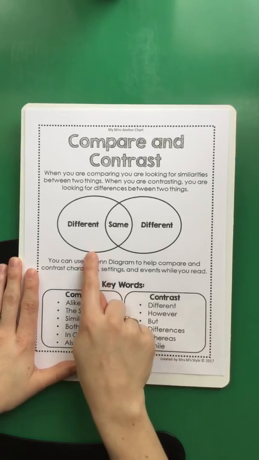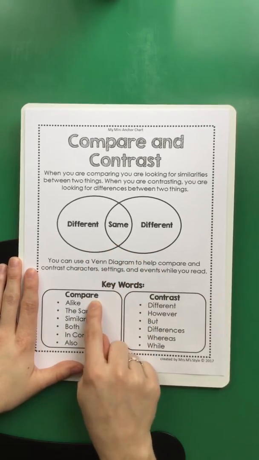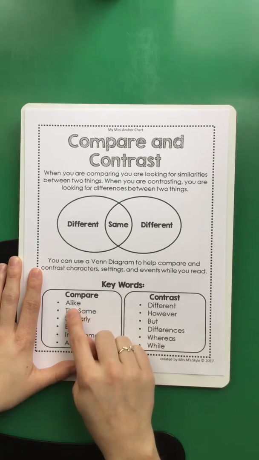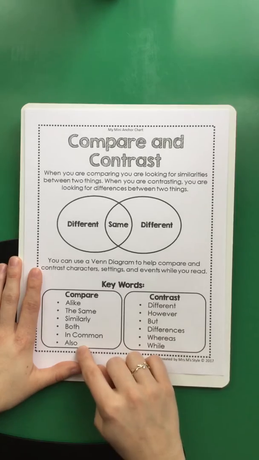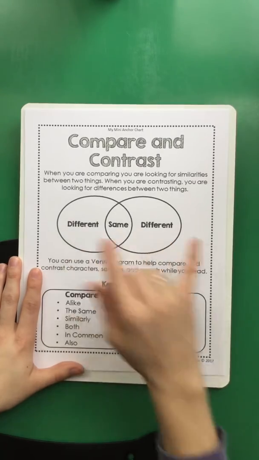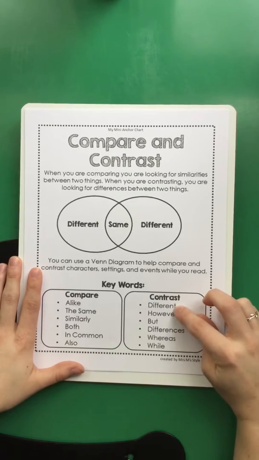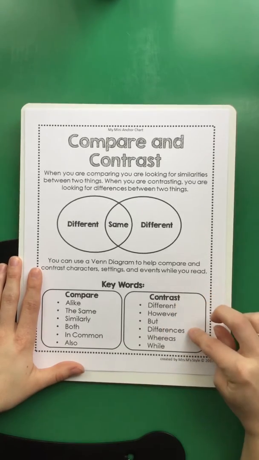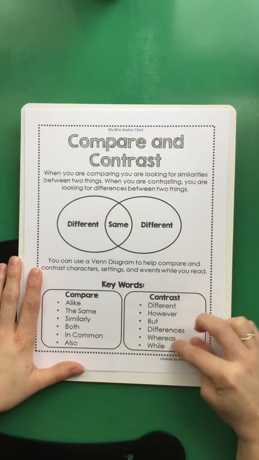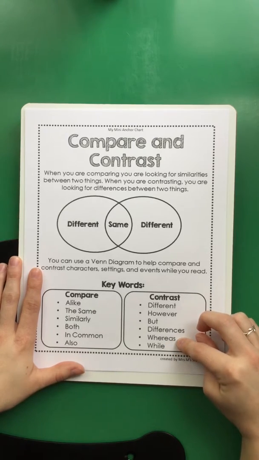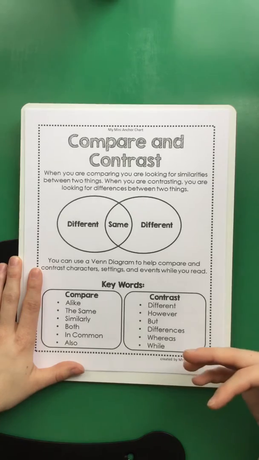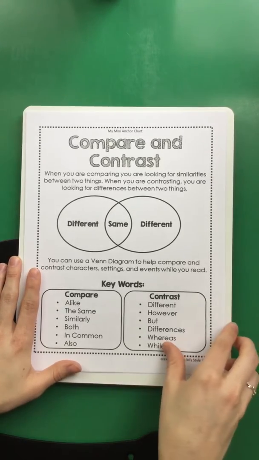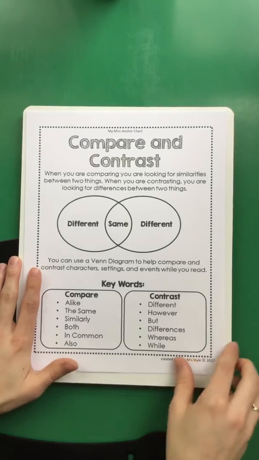So some keywords that you might use in your Venn diagram, if you're comparing ways that they're similar, you might say alike, the same, similarly, both, in common, or also. And if you're talking about ways that they were different, of course, when you're contrasting, you could use different, however, but, differences, whereas, or while. Now you may not have heard whereas used very often, but the way that that would work in a sentence would be, in Jack and the Beanstalk, the main character was a male, whereas in Kate and the Beanstalk, the main character is a female. So you're just using it in place of the word but, basically.